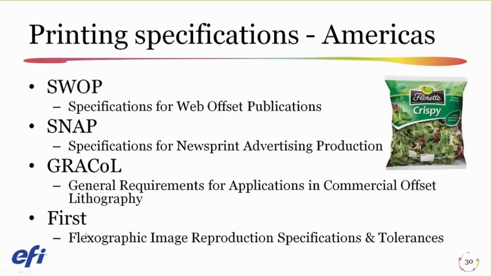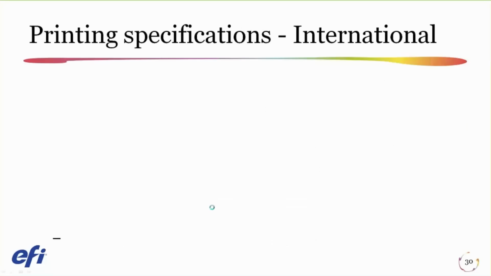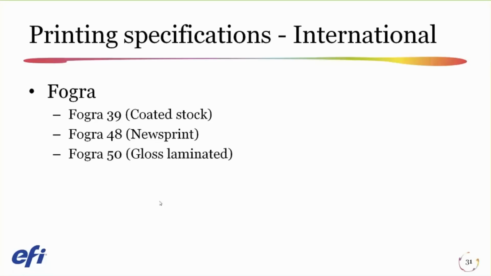First can be any one of a number of specifications because, as you can well imagine, you can print on a variety of media. Okay, the harder plastic that goes into the blister packages on the store shelf versus a plastic bag, different capabilities there. So first has its own subset of specifications. Now, outside of the Americas, internationally, we have FOGRA. FOGRA has a number of specifications.